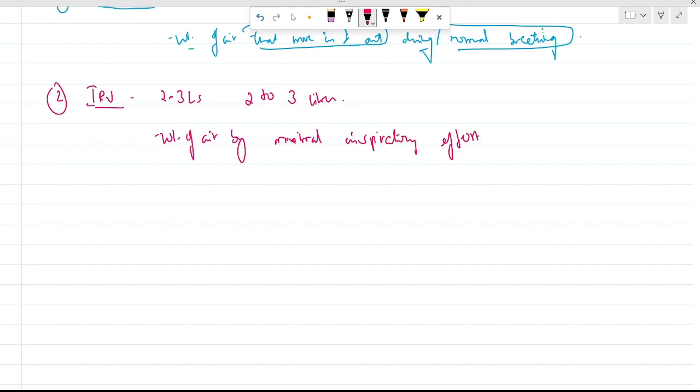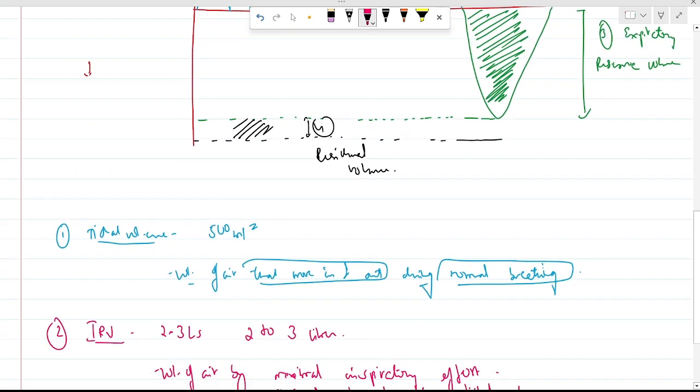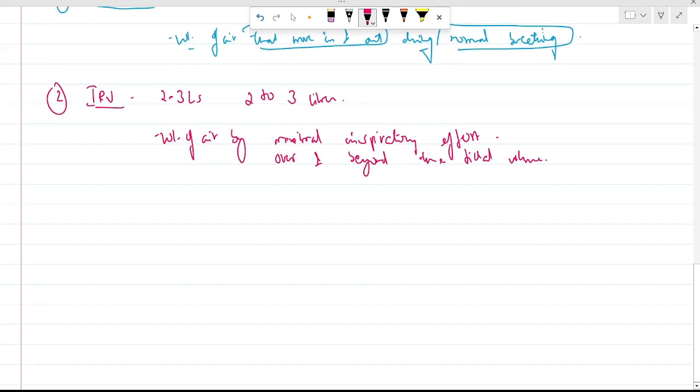Maximal inspiratory effort. What I have said in the graph here is over and beyond the tidal volume. The volume of air by maximal inspiratory effort, the volume of air we take, is 2 to 3 liters. It's over and beyond the tidal volume. Tidal volume is not included here. This is the inspiratory reserve volume.